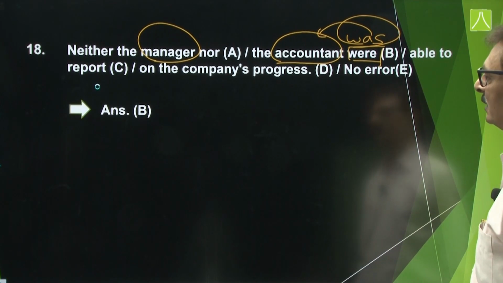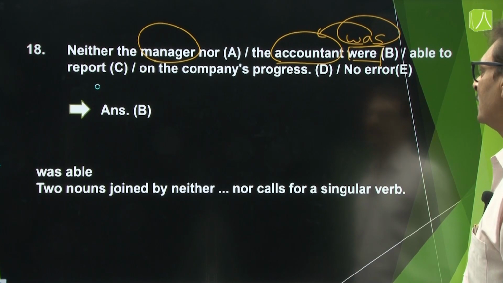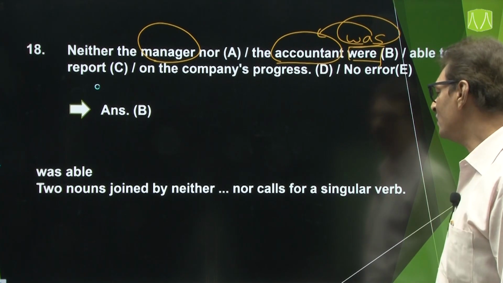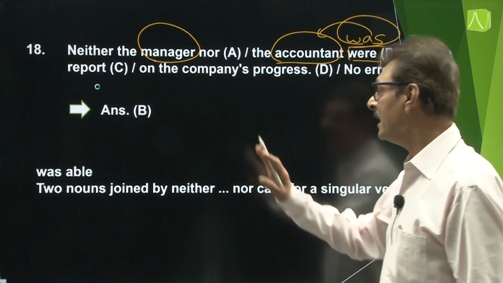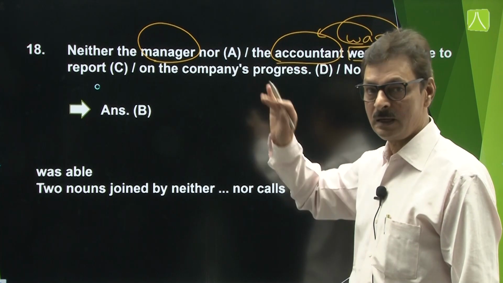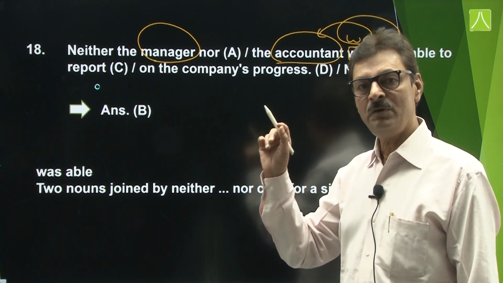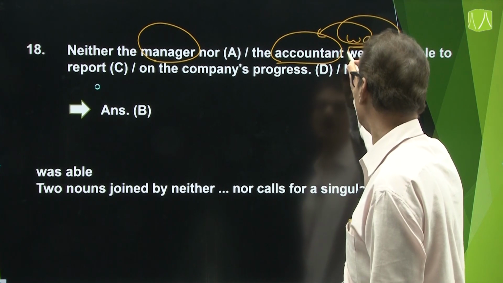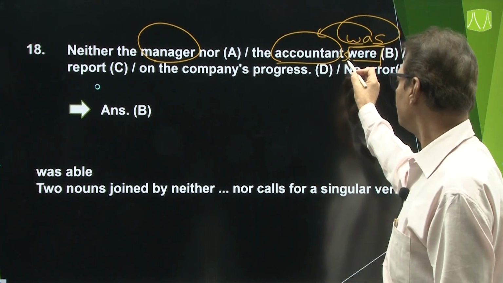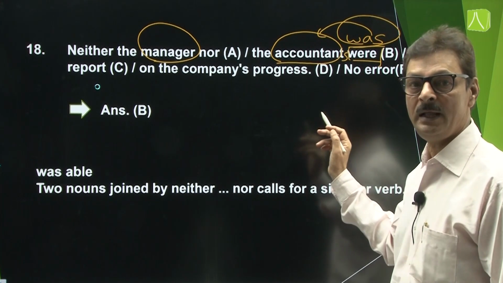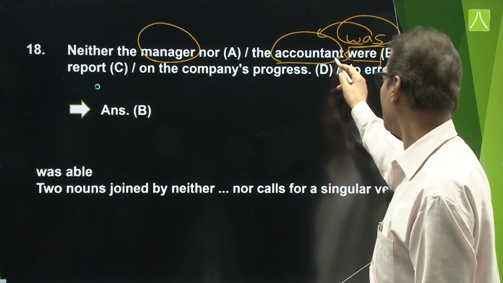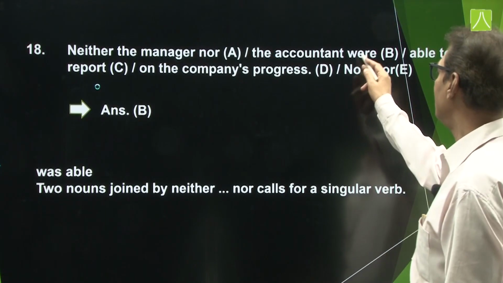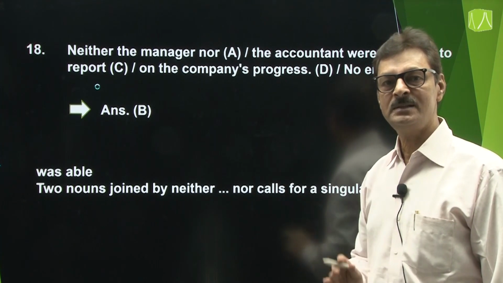Let's check the answer. The error is in part B. So it should be was able and not were able. For two nouns joined by neither nor always calls for a singular verb. And if one of them is singular, the other is plural, अगर noun numbers change होते हैं, then the verb will always agree with the subject nearest to it. If इसके अंदर accountants होता, if this accountants would have been there, फिर आपका आंसर हो जाता no error. क्यों? The verb would have agreed with accountants, but in our statement it says singular accountant है, hence it should be was over here. Please remember this as well.